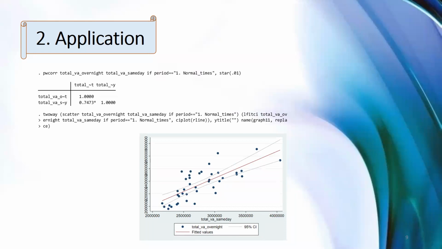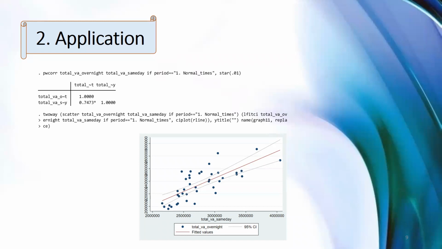And then next, if we want to only look at period 1 normal times, then we can again do pwcorr, the correlation command, and then we calculate the correlation coefficient. And here we're only using the data during period equals to 1 normal times. So now we can see the correlation coefficient is 0.7473. Still there is a star, that means it is still significant at 1% level.